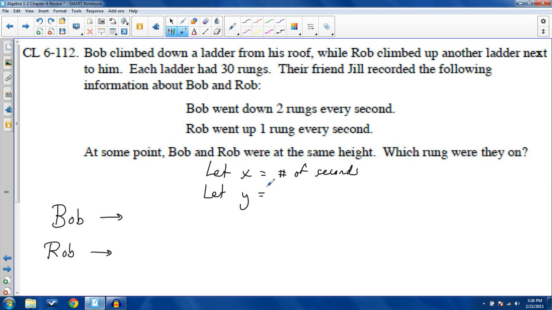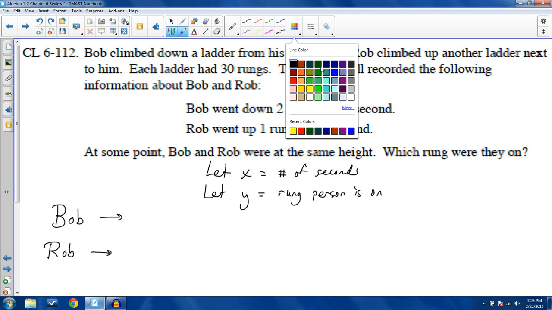And I'm going to do y here as well. I'm going to let y equal the rung number, the rung that the person is on. And by number, if y equals 30, then they are on the 30th rung. They are at the very top. Each ladder has 30 rungs. Now, Bob climbed down a ladder from his roof, I think they're saying that he's climbing starting from the top rung.